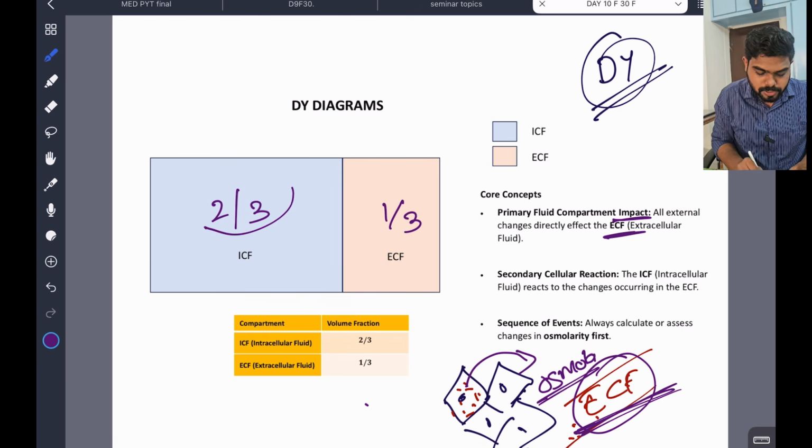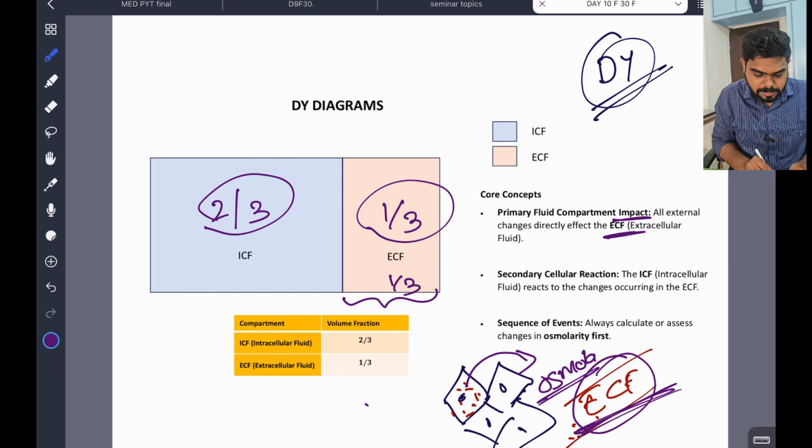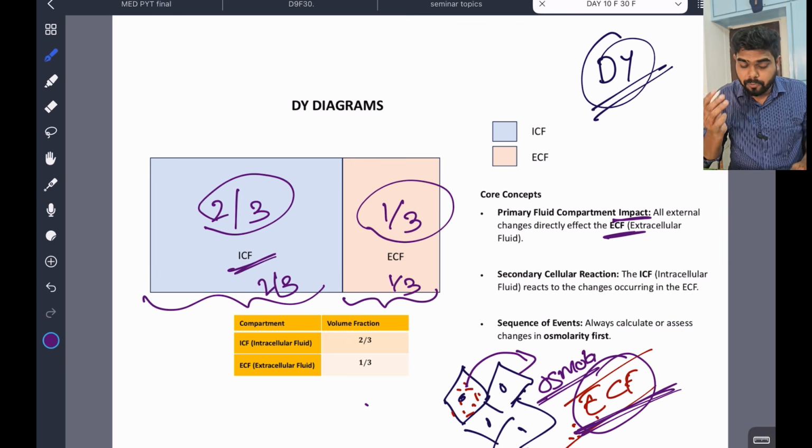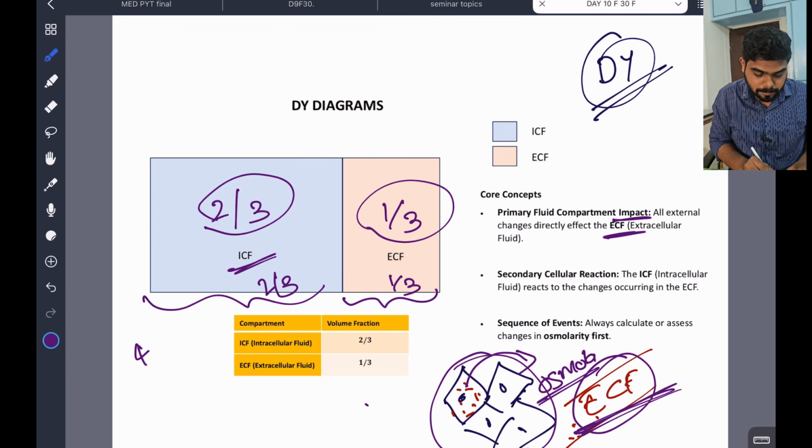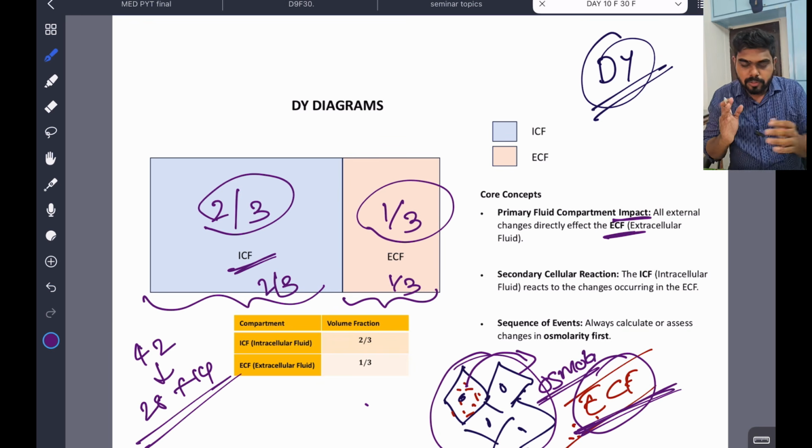You should also know the distribution of fluids. You can see the box which is 1/3 and the box which is 2/3. Intracellular fluid is 2/3 and extracellular fluid is 1/3. With billions of cells, intracellular fluid is the most, around 42 liters. Total body water is almost 60 percent, and 42 is almost 70 percent of it, so 7 into 6 is 42. One third of 42 is the ECF, that is 14. The divisions are like that, and you should know that.